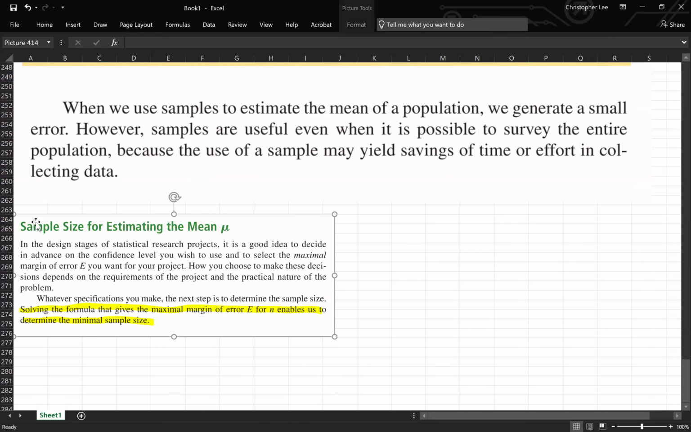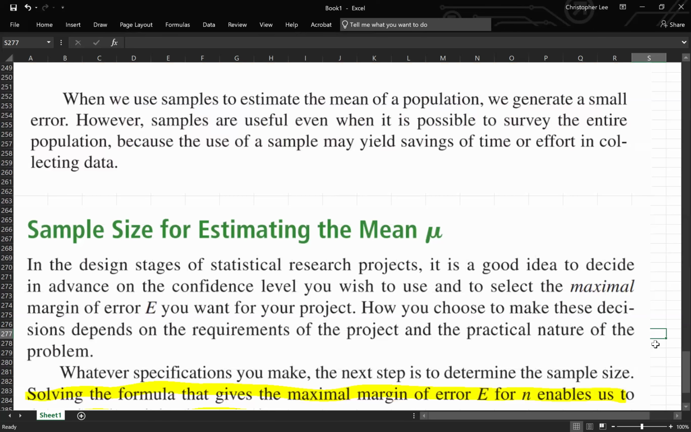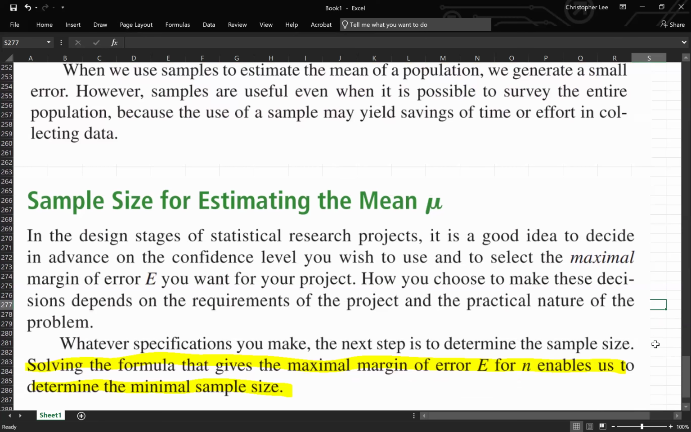So what we're gonna talk about right now is how to find that sample size. All right, so look at this. In the design stages of statistical research projects, it is a good idea to decide in advance on a confidence level you wish to use and to select the maximum margin of error you want for your project.